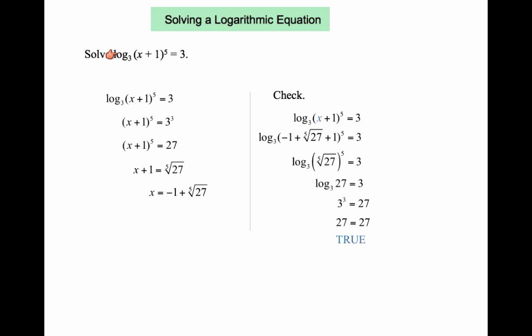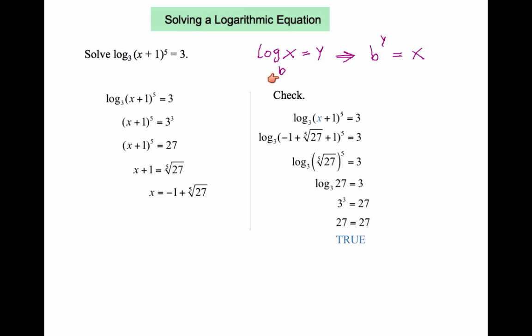Solve a logarithmic equation. We have to solve log of x plus 1 to the power of 5 is equal to 3 to the base 3. So to do this, we need to convert the logarithm into its exponential form. Here, if I have log of x is equal to y to the base b, that's the same as b to the power of y is equal to x. So in this case, my base is 3. So it would be 3 to the power of 3 is equal to all these stuff that we have here, x plus 1 to the power of 5.